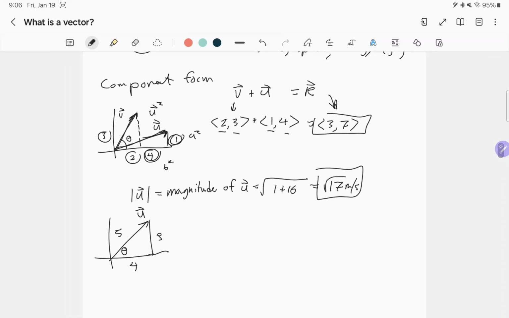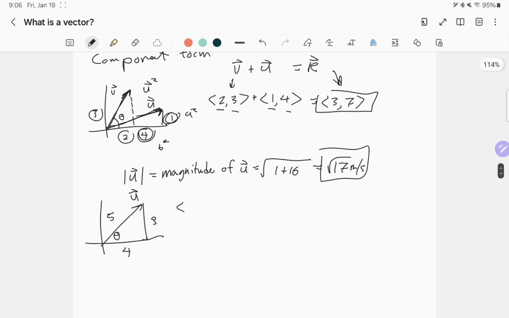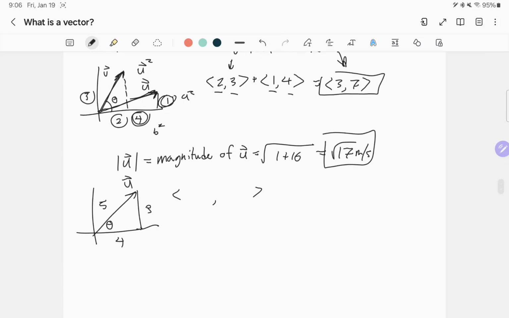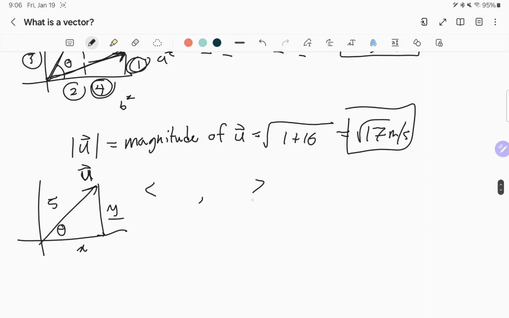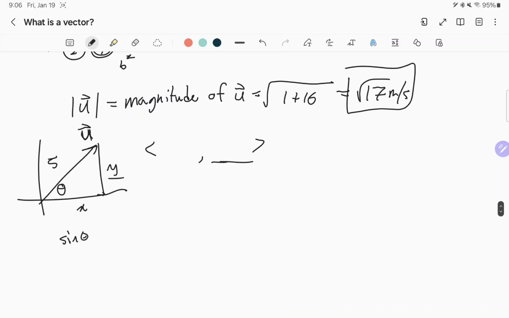So quickly revisiting the component form, if the first part is x and the second one is y, we can actually use our trig to find these values. So for u, what if we didn't know that this was 3 and we just called it x? So let me erase these. In correction, this should be y and this should be x. So if we want to find y, which would be this value in here, how do we do it? Well, we know that sine theta is equal to y over 5, by definition. So 5 sine theta equals y.